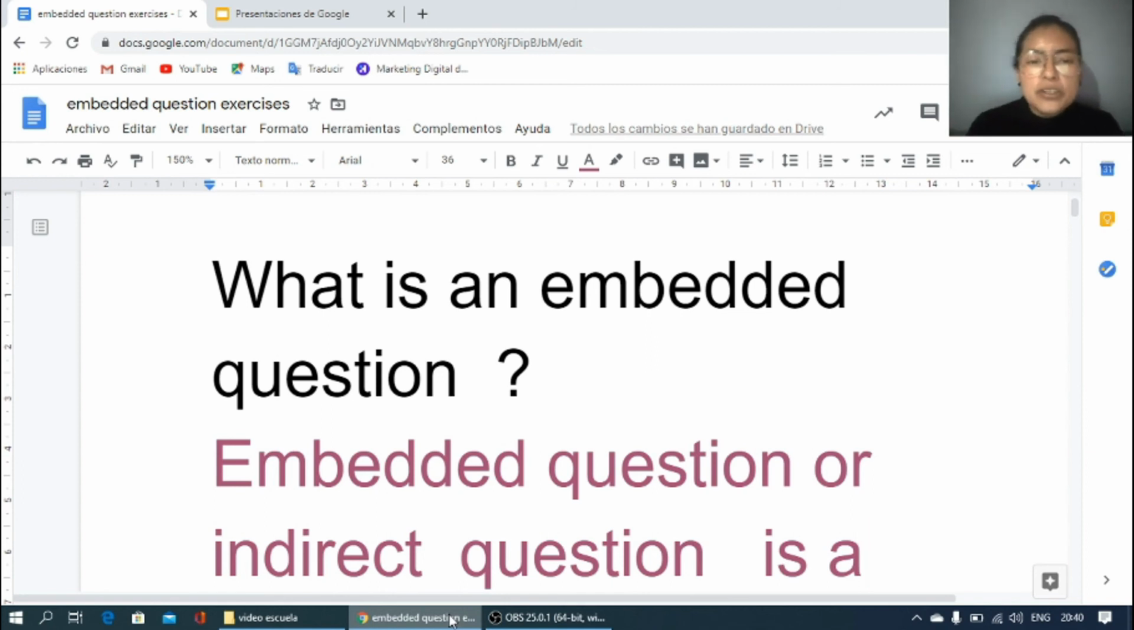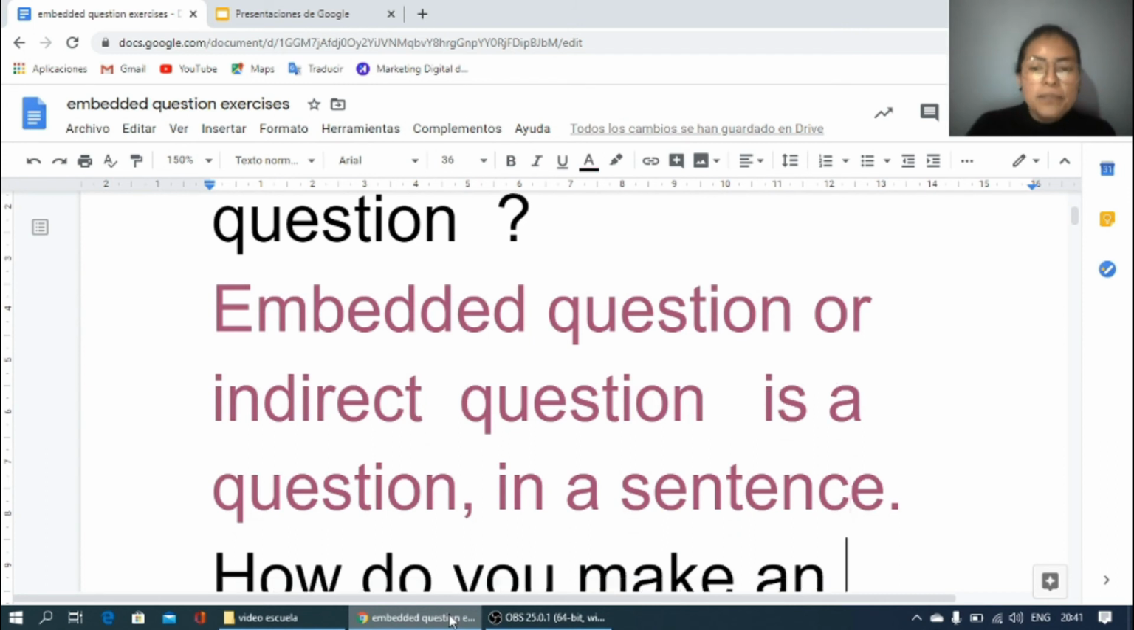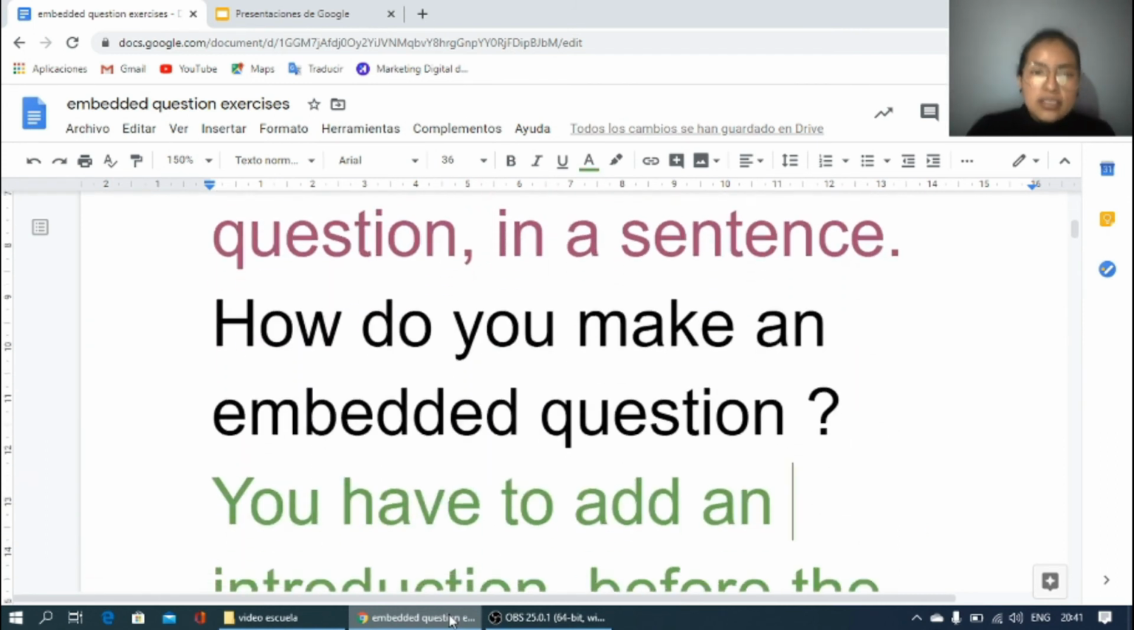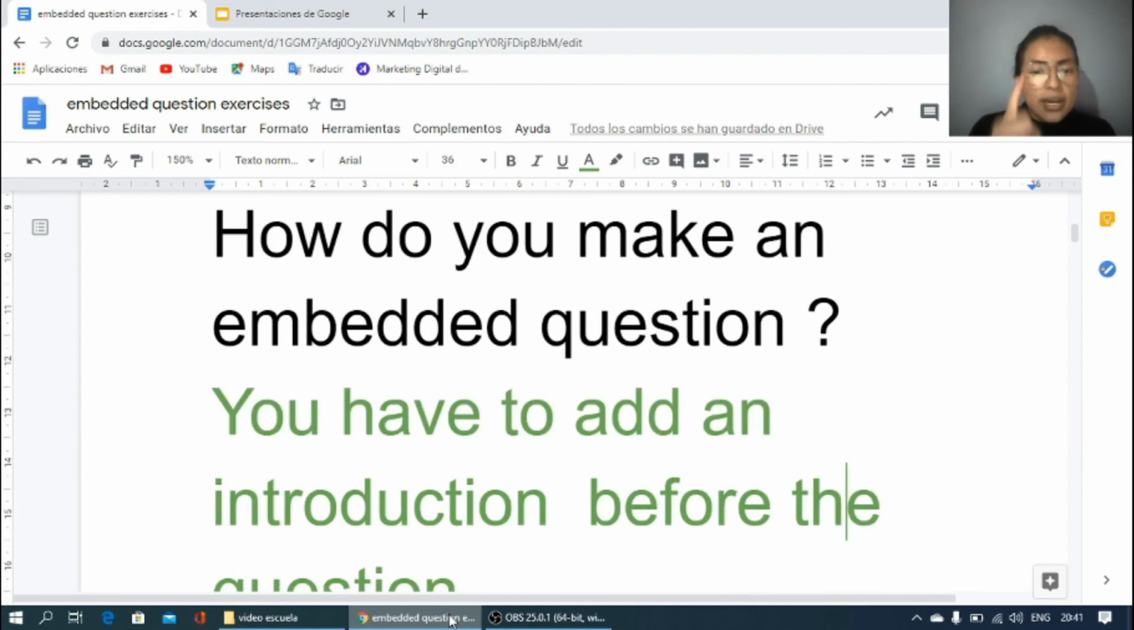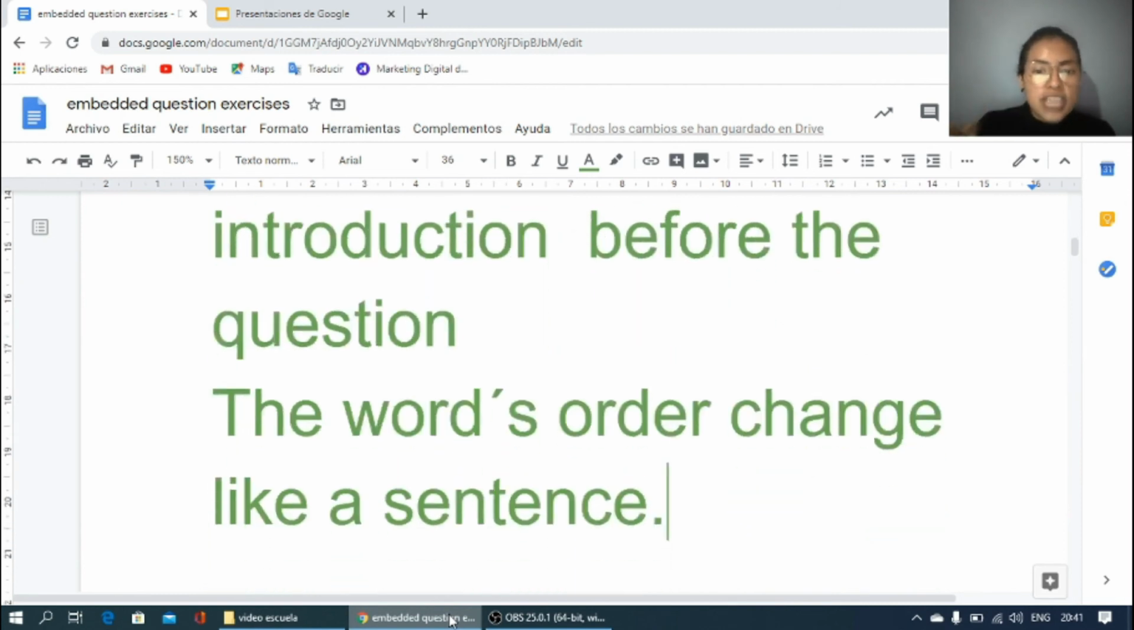For today, our topic is embedded questions. First, what is an embedded question or indirect question? An embedded question, or indirect question, is a question in a sentence, okay? Now, second, how do you make an embedded question? You have to add an introduction before the question, and the word order changes like a sentence, okay?